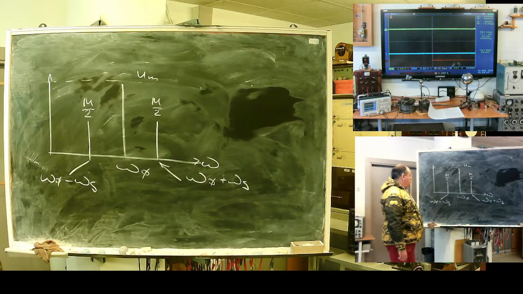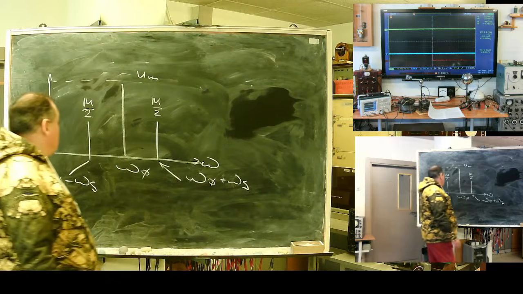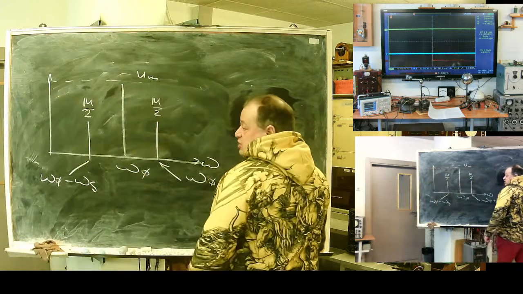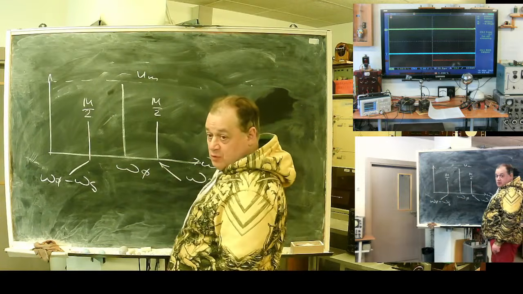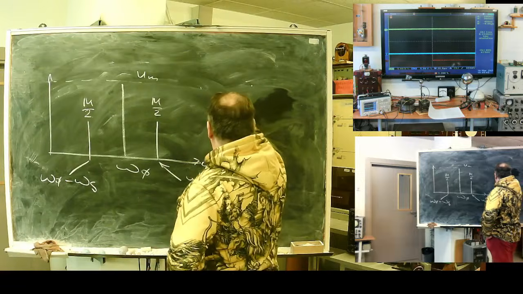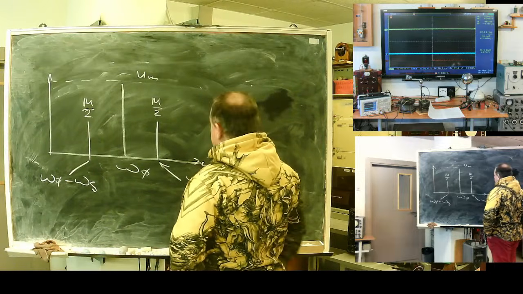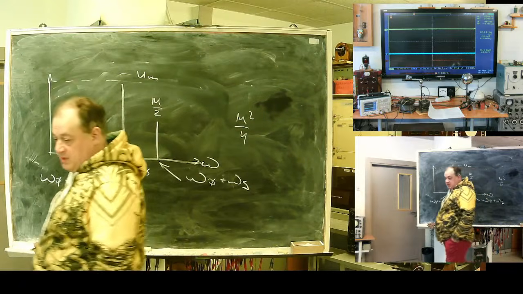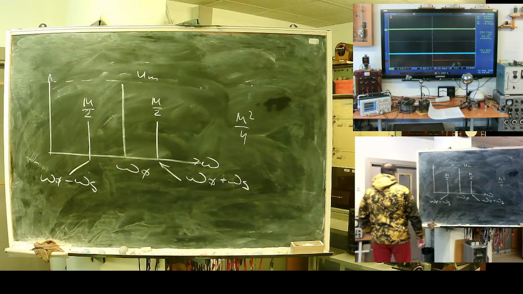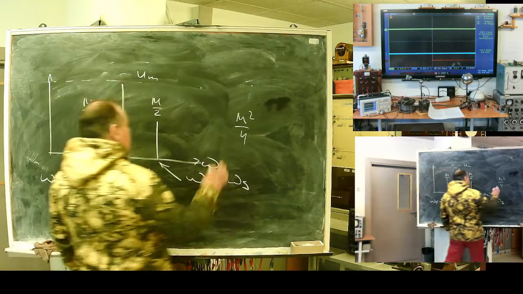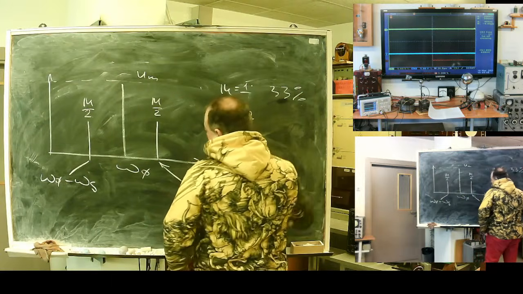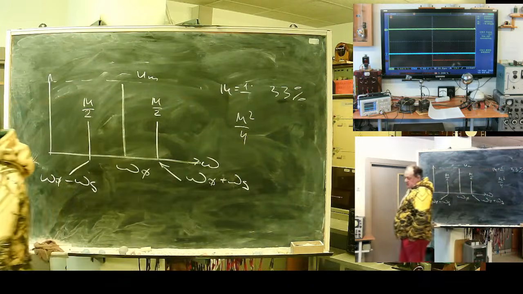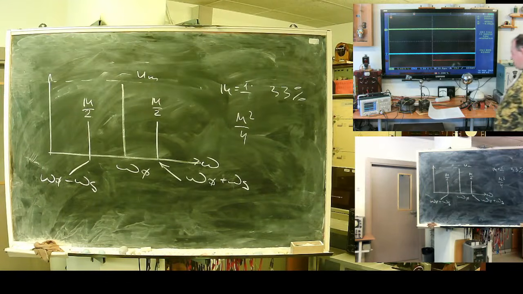This appears not very effective. Information is contained only here. The power of the information part is something like m squared divided by 4. Effectiveness, in the ideal case of m equals 1, will be only 33%. Actual effectiveness is some 20%. It's not very effective.